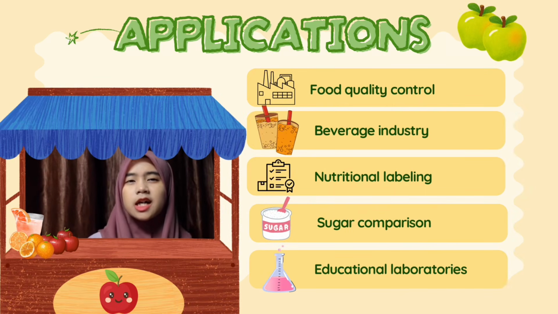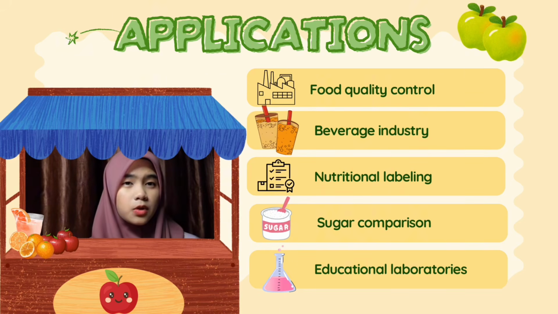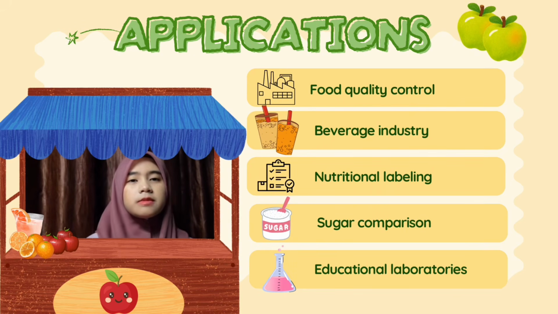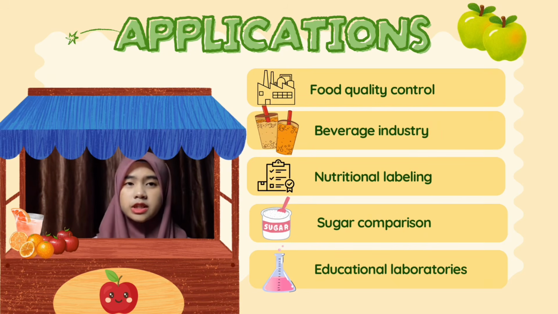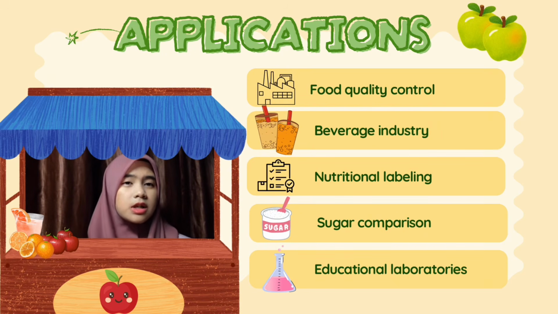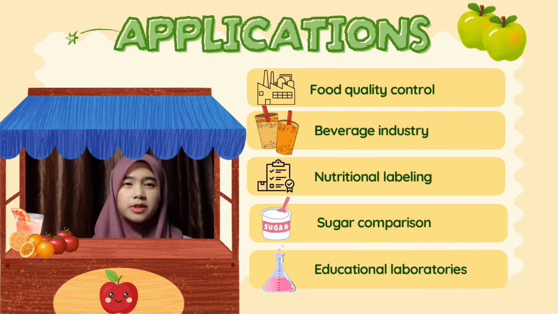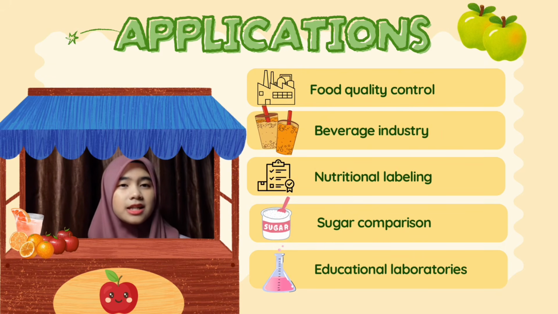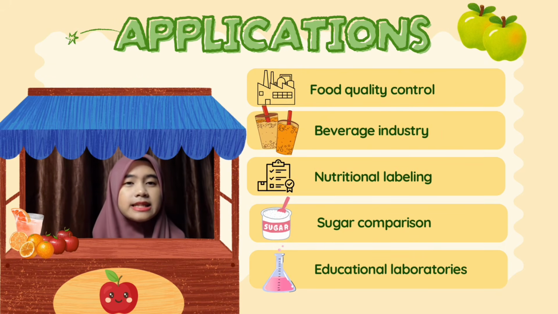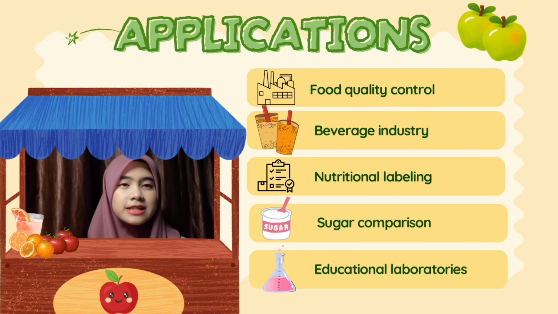Now that we have seen how paper chromatography works, let's explore how it can be applied in real life. Paper chromatography has many practical applications, especially in food analysis. It can be used to compare the sugar composition, not only limited to fruit juices, but also other fruit products. It also supports food quality control by helping identify the presence of different sugars and contributes to nutritional labeling. Besides that, paper chromatography is widely used in schools and laboratories because it is affordable, easy to perform, and provides a clear demonstration of chemical separation.